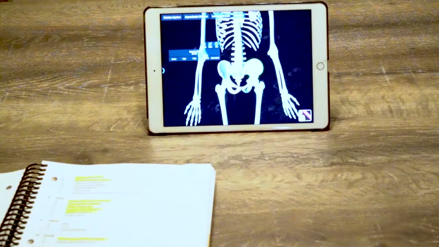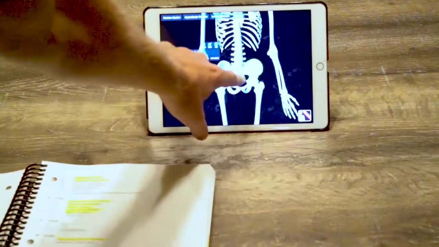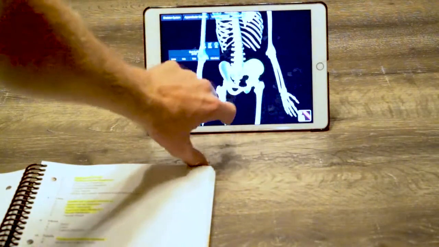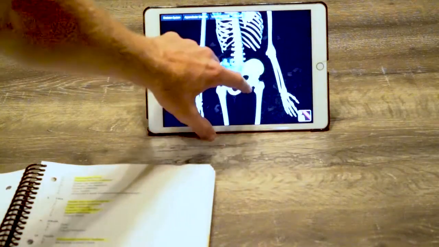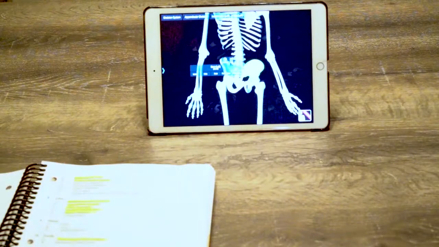Now, when you try to click on your os coxa, you'll notice you can't highlight the whole thing. You're going to click on different parts of the os coxa, but not the whole thing. And there's a reason for that. The reason is because your os coxa is actually 3 different bones that have fused together. So you do need to know and identify these 3 different bones because they're going to help guide you to a lot of the structures that are on the os coxa.